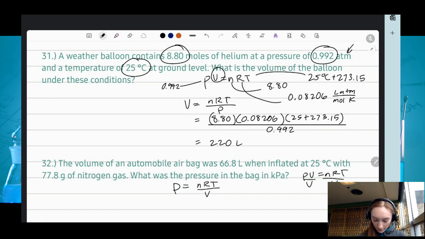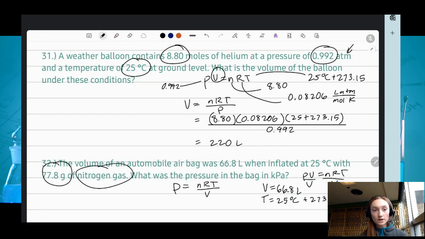So we are given the volume, which is this right here, 66.8 liters. We're given the temperature, so the temperature is 25 degrees Celsius, but we're working with Kelvin units, so we'll add 273.15. And the n is the amount of moles. So we're not given n directly here, but since we know it's nitrogen gas and we know the mass of it, we can use the molar mass to get it into moles. So we're going to use the grams of nitrogen gas, use the molar mass of nitrogen gas, and then we're left with number of moles. So that's how you solve for n when it's given the mass.